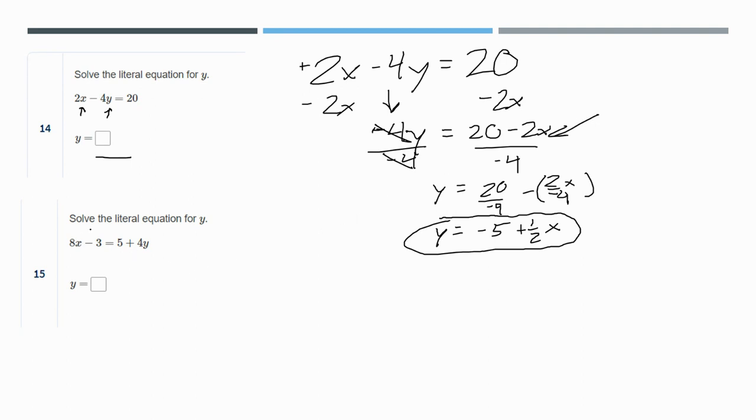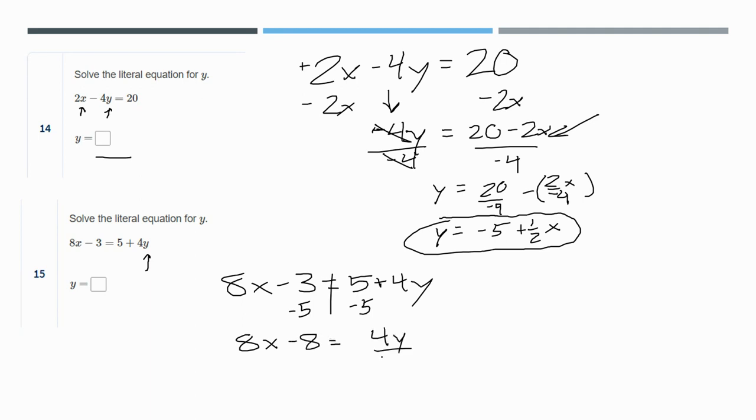All right, solving the literal equation for y. Here we have the y, and I need to move everything else. 8x minus 3 equals 5 plus 4y. Very similar to the last problem. I'm going to subtract 5 from both sides and get 8x minus 8 equals 4y. And my last step is to divide by the coefficient. Divide by 4 on both sides, and I get y is equal to 8x minus 8 divided by 4.